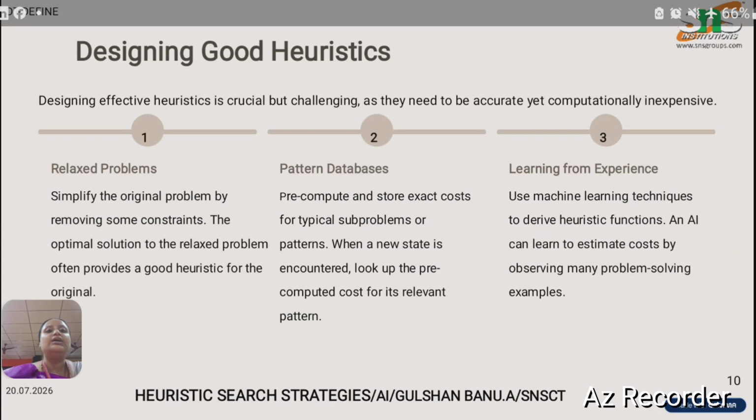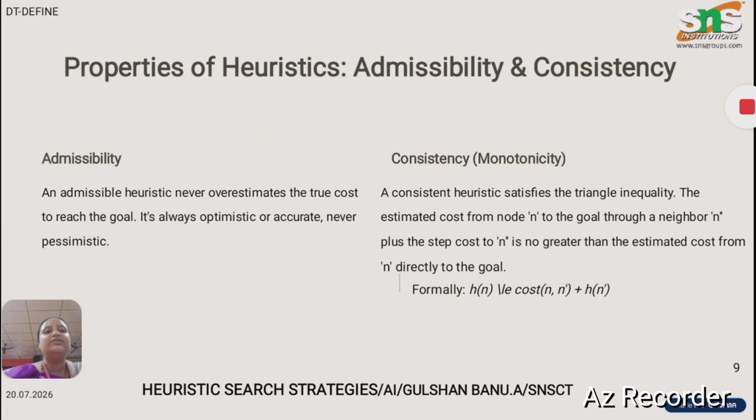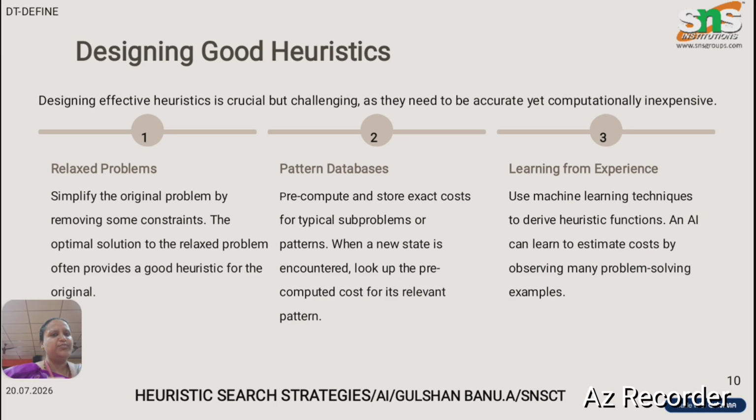Now, there are some different kinds of properties of heuristics, like admissibility and consistency. Admissibility means the heuristic never overestimates the true cost to reach the goal state. It actually states what the cost is. Consistency is about how consistent the cost evaluation is throughout the process.